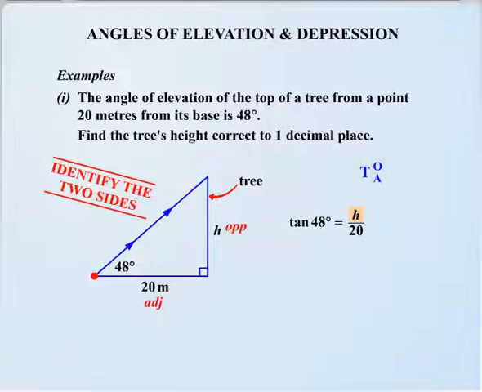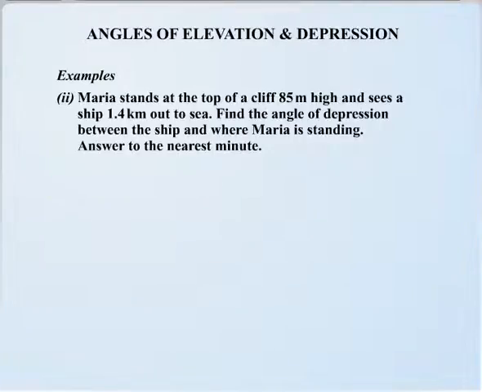Right, we've done all our hard work. Next bit is easy. We need to get H by itself. At the moment, it's being divided by that 20, so let's multiply both sides by 20. The 20s on the right side cancel each other out, so excellent. Got the H by itself, and 20 times tan 48, let's write that down, and then on the calculator, we work it out to be 22.2 meters. That's been rounded off to 1 decimal place. That is brilliant. Our second example now.